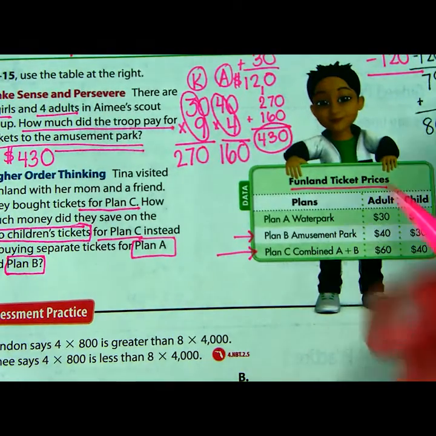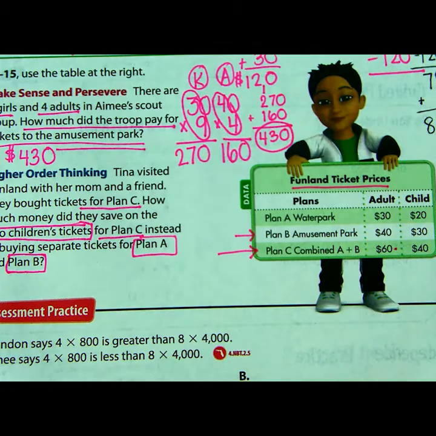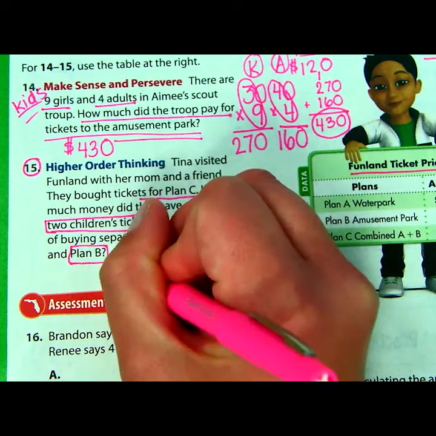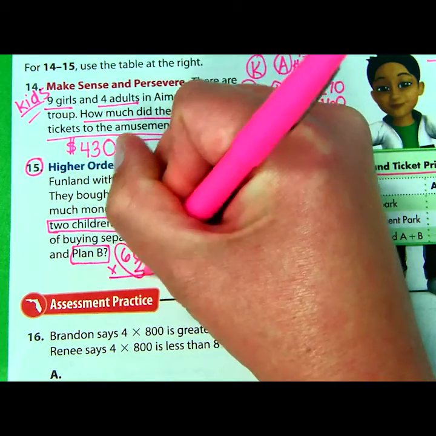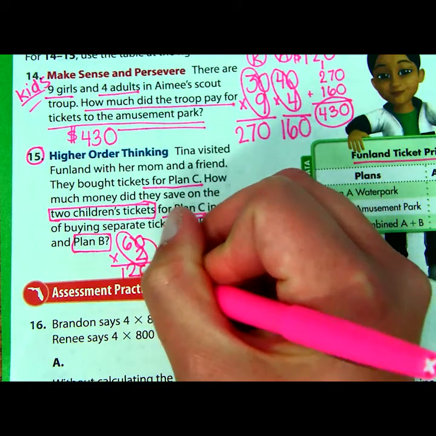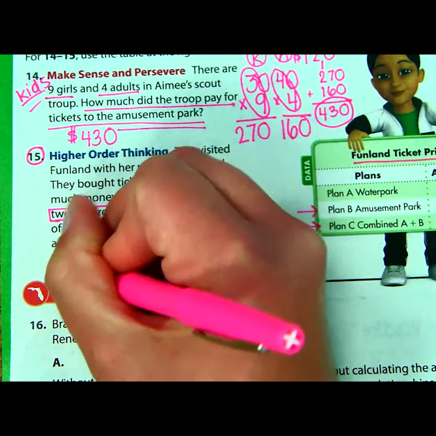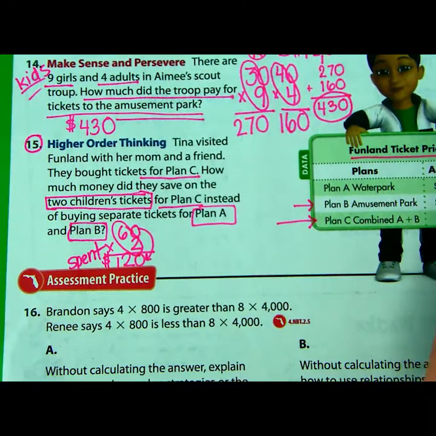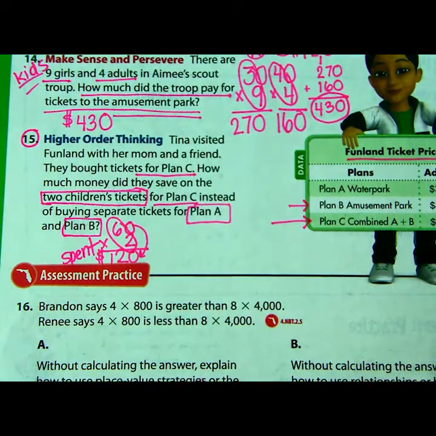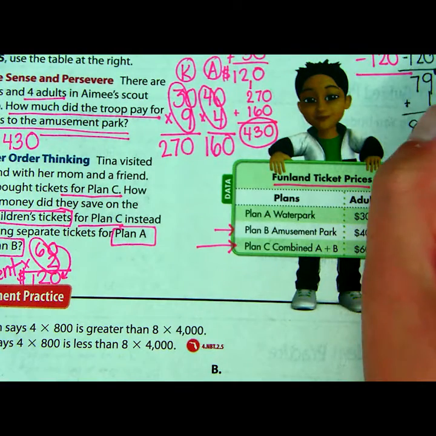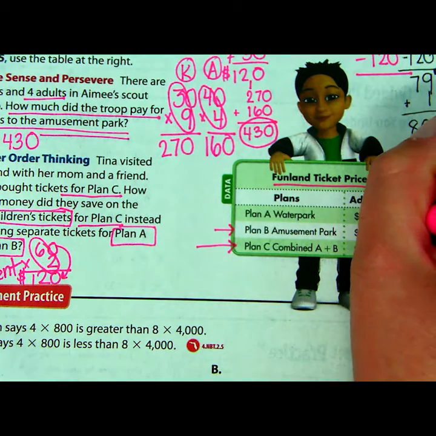So it's $60 per child. So 60 times 2 kids, that's 6 times 2, that's 12, and then bring down your 0. So they spent $120. I know that much. But now I need to figure out what they would have spent if they did Plan A and Plan B. So Plan A would have been, why don't we just do this? Let's add this total together.